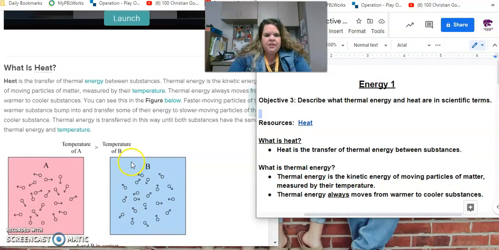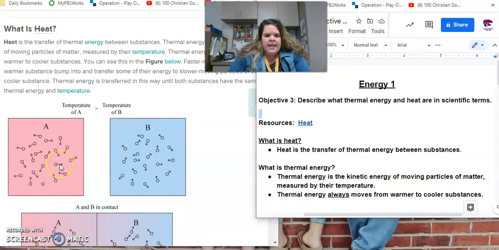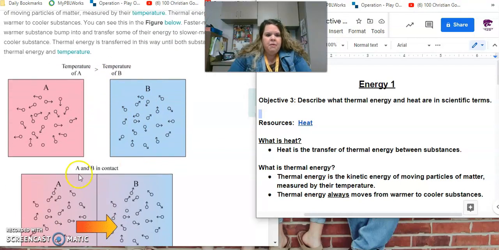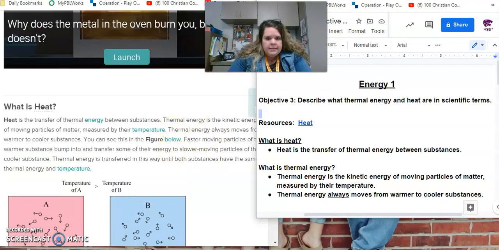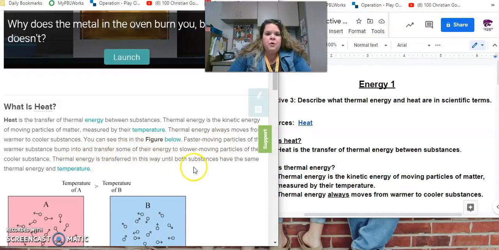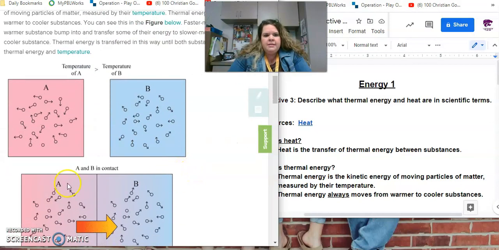So here's the figure that they're talking about. Temperature A is on the left, and that is warmer. You can see it has a greater temperature. And temperature B is on the right, and it has a cooler temperature. But when A and B are in contact, what does it say here? It says that faster moving particles of the warmer substance bump into and transfer some of the energy to the slower moving particles. So actually this temperature A is heating up temperature B.